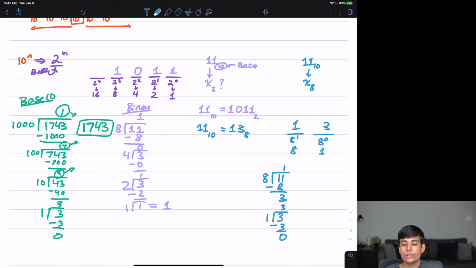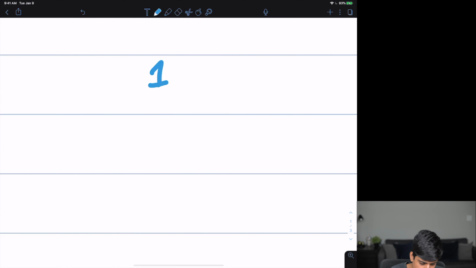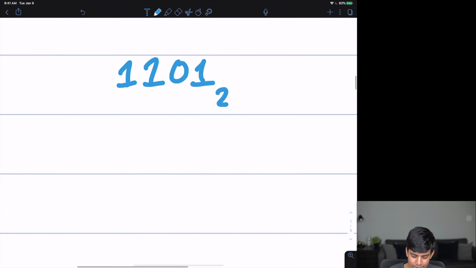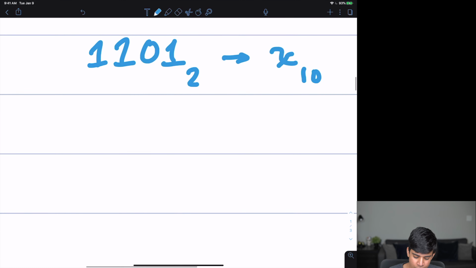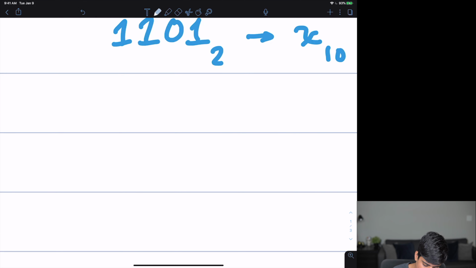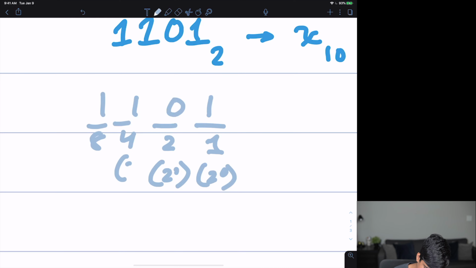So now I'm going to show you how to convert backwards. I'm going to give you a random number. I'm going to give you 1101 in base 2, and I want to convert it over to base 10. How do I do this? Well, I can again expand this out. So I take 1, 1, 0, 1, and I just write out my places. This is the 1's place, the 2's place, the 4's place, and the 8's place. And again, I know this because this is 2 to the 0 power, this is 2 to the 1 power, this is 2 to the 2 power, this is 2 to the 3 power.